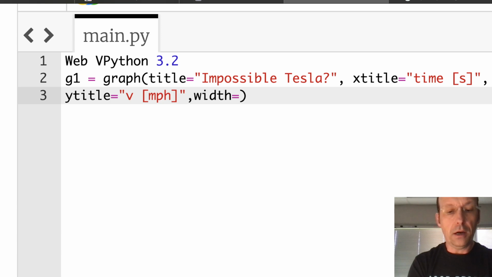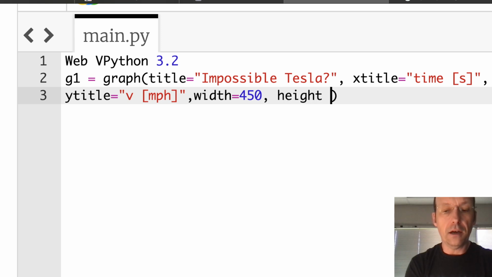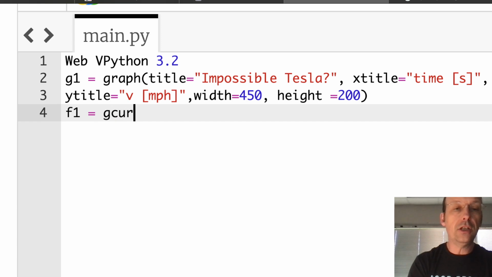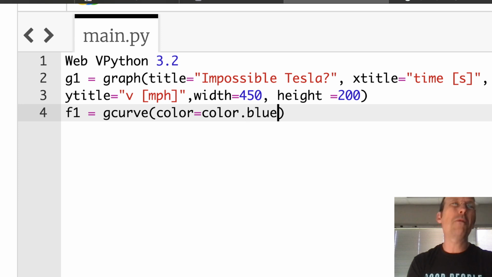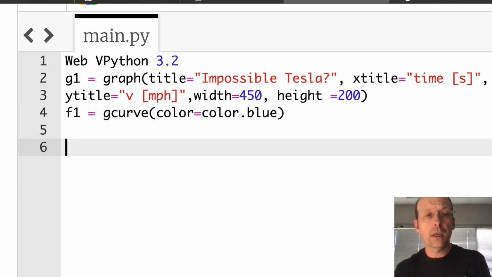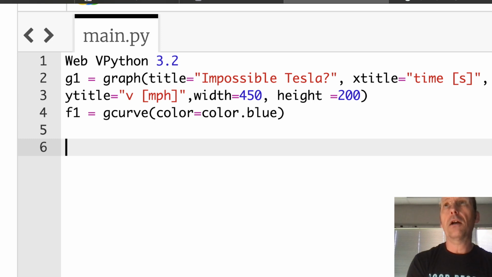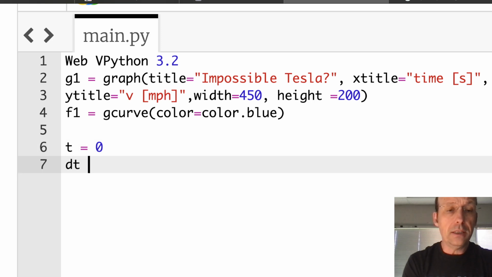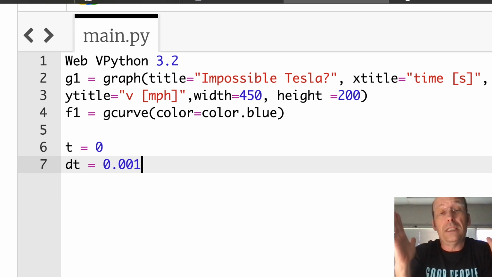And then let's give it a width of 450 and a height of 200. And then I need a curve. F1 is G curve. Color equals color dot blue. We might add another curve in later. I don't know. Now let's just put in our properties here. So I have t equals 0, dt equals 0.001. I'm going to make it a little bit smaller. If I'm only going to 1 second, I need that smaller.